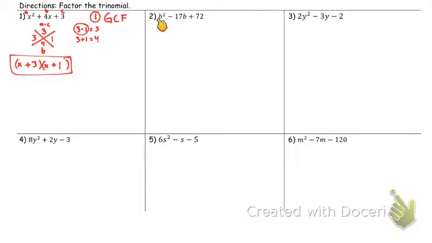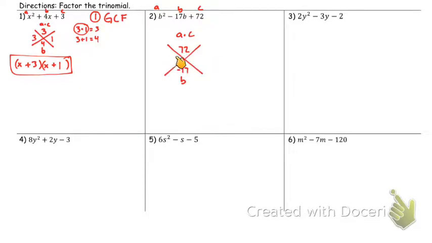Okay, check for GCF. No GCF, but we're going to do our x method. Here's my a, my b, and my c. So a times c here, my b value goes here. So a times c in this case is 1 times 72. That is 72. My b value is negative 17. Okay. What makes these a little more difficult is as this number gets bigger, it gets a little bit harder to find my magic pair.